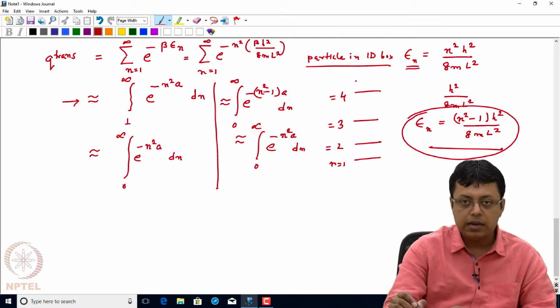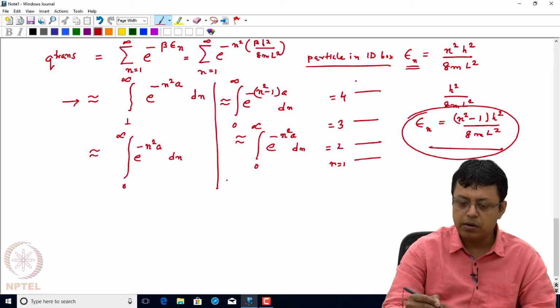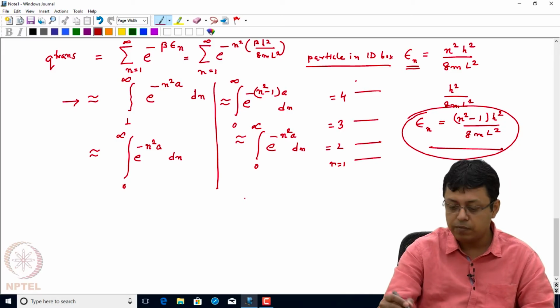So in that case I write it as n square minus 1, and automatically the limit is from 0 to infinity, but then you approximate n square minus 1 as n square. Now, how do you evaluate this integral? This is a very straightforward integral, but we can actually use the gamma function integral for this.